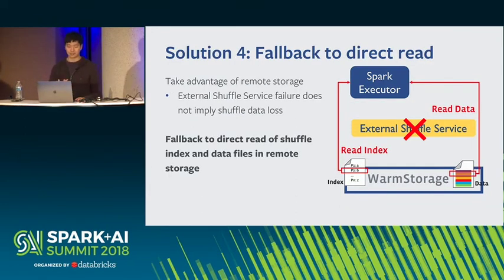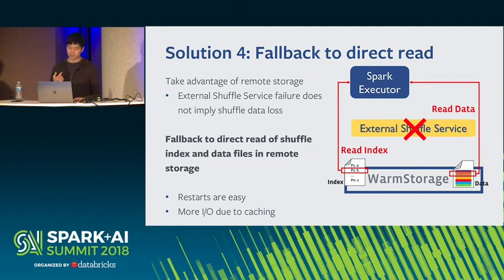But in Disagg, that's actually a very artificial constraint. So instead, we take advantage of the fact that all of this data is in remote storage. Instead of not being able to do anything when an external shuffle service is down, if we see that the external shuffle service is not replying, we directly go and read the index file. And then we go read the data file. So we fall back to directly reading the index file.